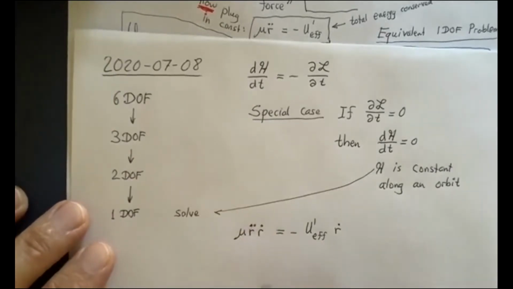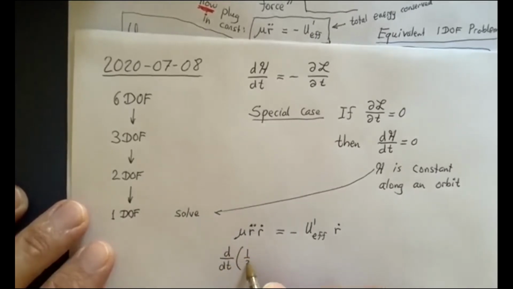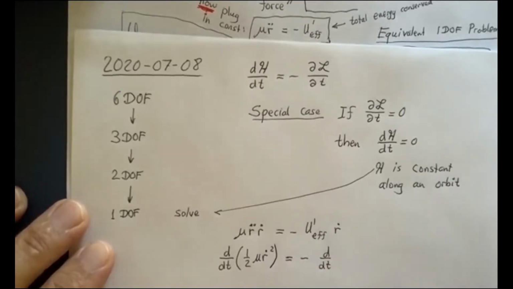You see, the left-hand side is the time derivative. Isn't that cool? If you take 1/2 mu r dot squared and compute the time derivative, the 2 cancels the half, and then you have mu times r dot times the derivative of r dot. So the left-hand side is this nice time derivative. The right-hand side is minus the time derivative of u effective.